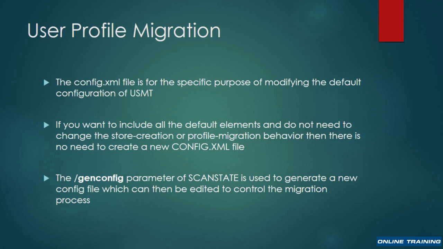But if you do need to modify this, then you use the gen config parameter of scan state, and that'll generate a new config file. Once you've generated the new config file, you can go in and look at the elements. It's basically a copy of the default one. You can look at the elements and then modify that to adjust the migration to fit your particular needs.